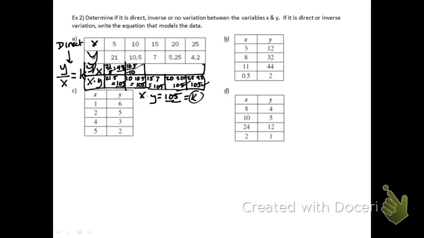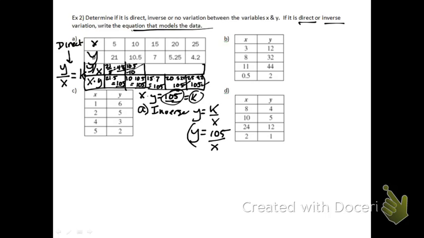All right, so in the problem it told us we have to identify whether it's direct or inverse, and if it is, write the equation that models the data. So I know right now for part A, it is inverse variation. And remember, inverse variation, the usual way we write it is y equals k over x, and we know the k value is 105, so it's going to be y equals 105 over x. If I wanted to get another value for y, I can plug in whatever x value I'd please, and just divide 105 by that number, and I'd have a new y value.